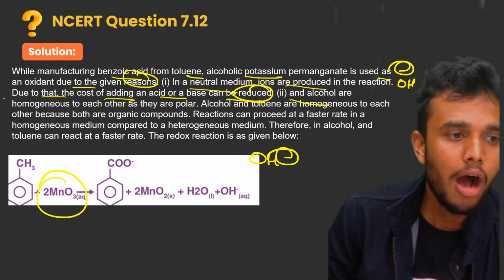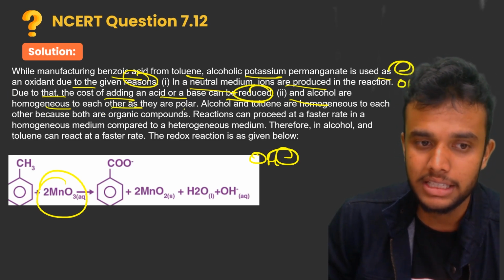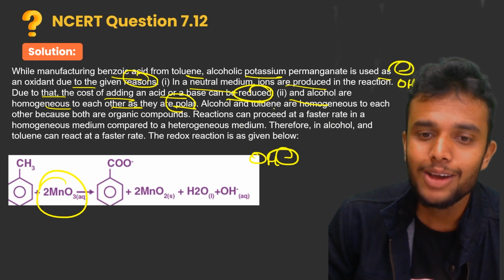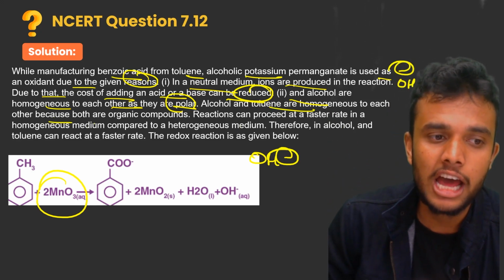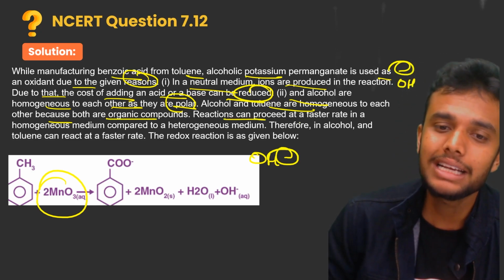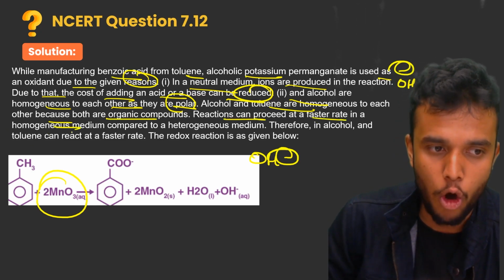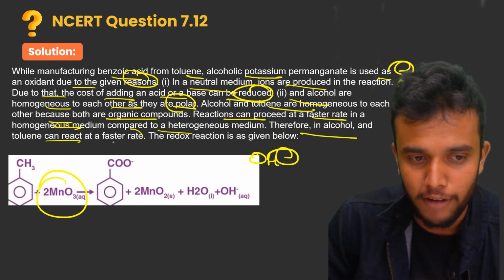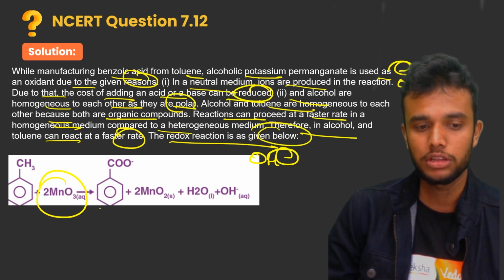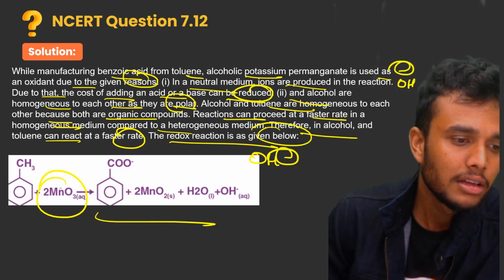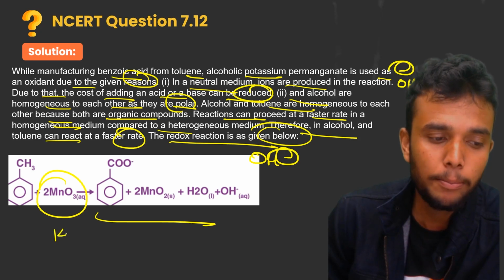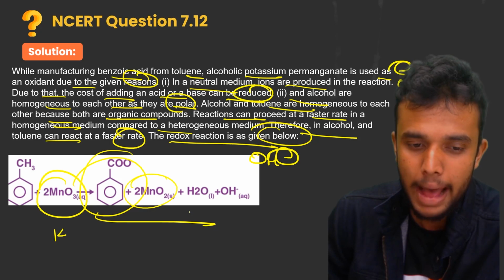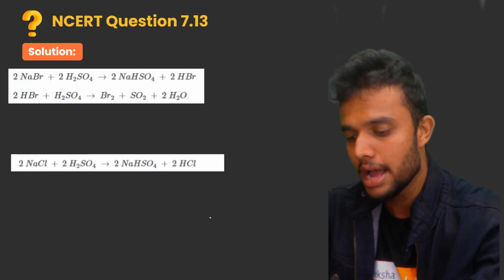Super. Second one, alcohols are homogeneous with toluene as they are polar. Polar is nothing but it forms a bond with hydrogen. Alcohol and toluene are homogeneous to each other because both are organic compounds. Reactions can proceed at a faster rate in a homogeneous medium compared to a heterogeneous medium. Therefore, alcohol and toluene can react at a faster rate. The redox reaction is given below. This is a redox reaction. Toluene, in the presence of potassium permanganate, is converted into benzoate, the benzoic acid anion, and manganese oxide, H2O and OH minus ions.